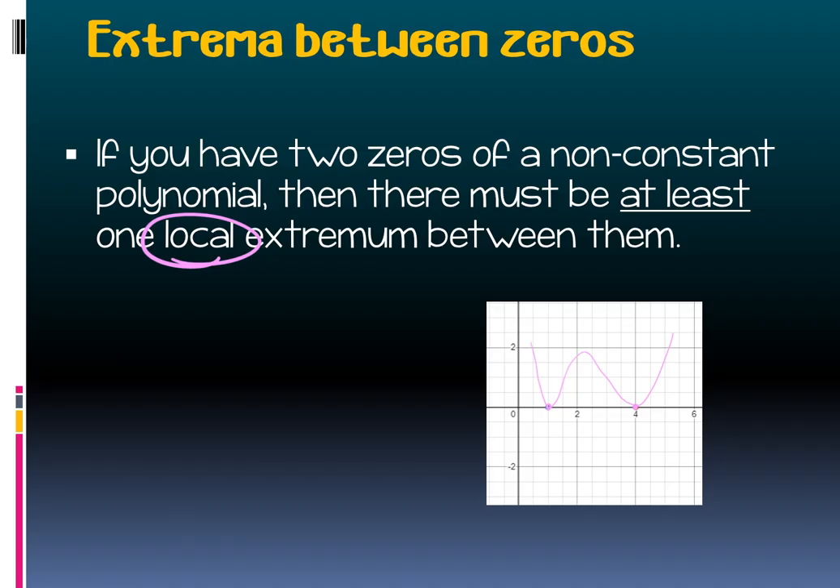What's the difference between relative maximum and absolute maximum? There can only be one absolute maximum because no other point can be higher than it. A local or relative, those mean the same thing.